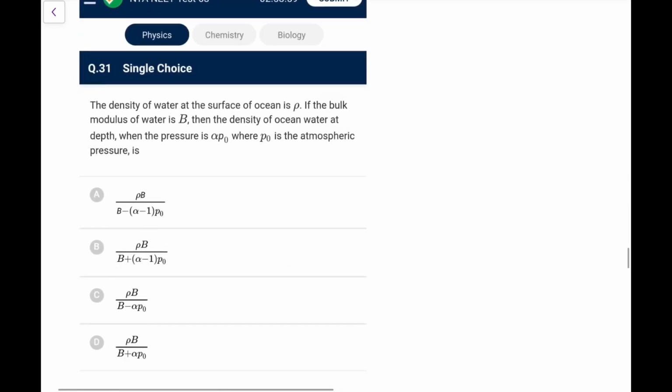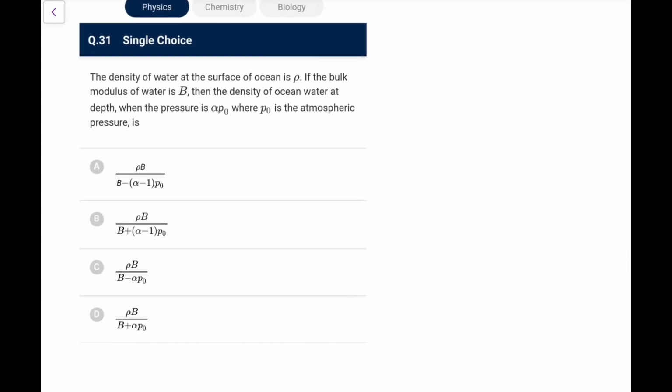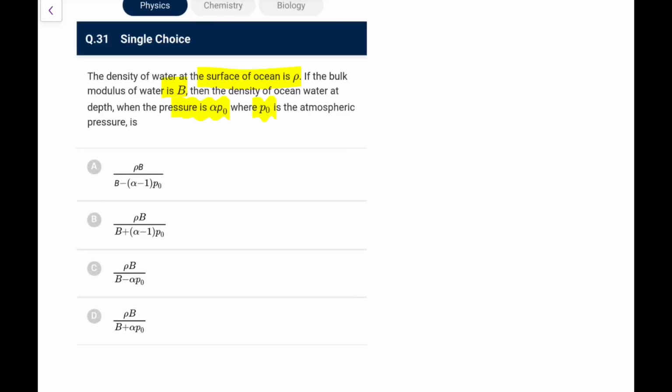Next, the density of the water at the surface of the ocean is rho, bulk modulus is B. Then what is the density of ocean water at depth when the pressure is alpha P naught, where P naught is atmospheric pressure? We know the definition of the bulk modulus says minus delta P upon delta V by V. So what is the change in volume? We can write minus V upon delta V, and the pressure changes by alpha P naught minus P naught, that is equal to the bulk modulus.